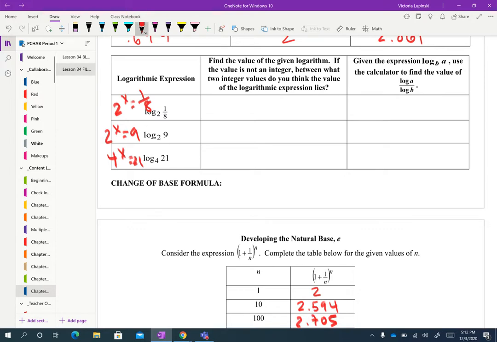So 2 to the x equals 1/8. Well, I can write that as 2 to the x equals 2 to the negative third. Those are, of course, like bases, which means that my answer has to be x equals negative 3. Obviously, that's an integer.